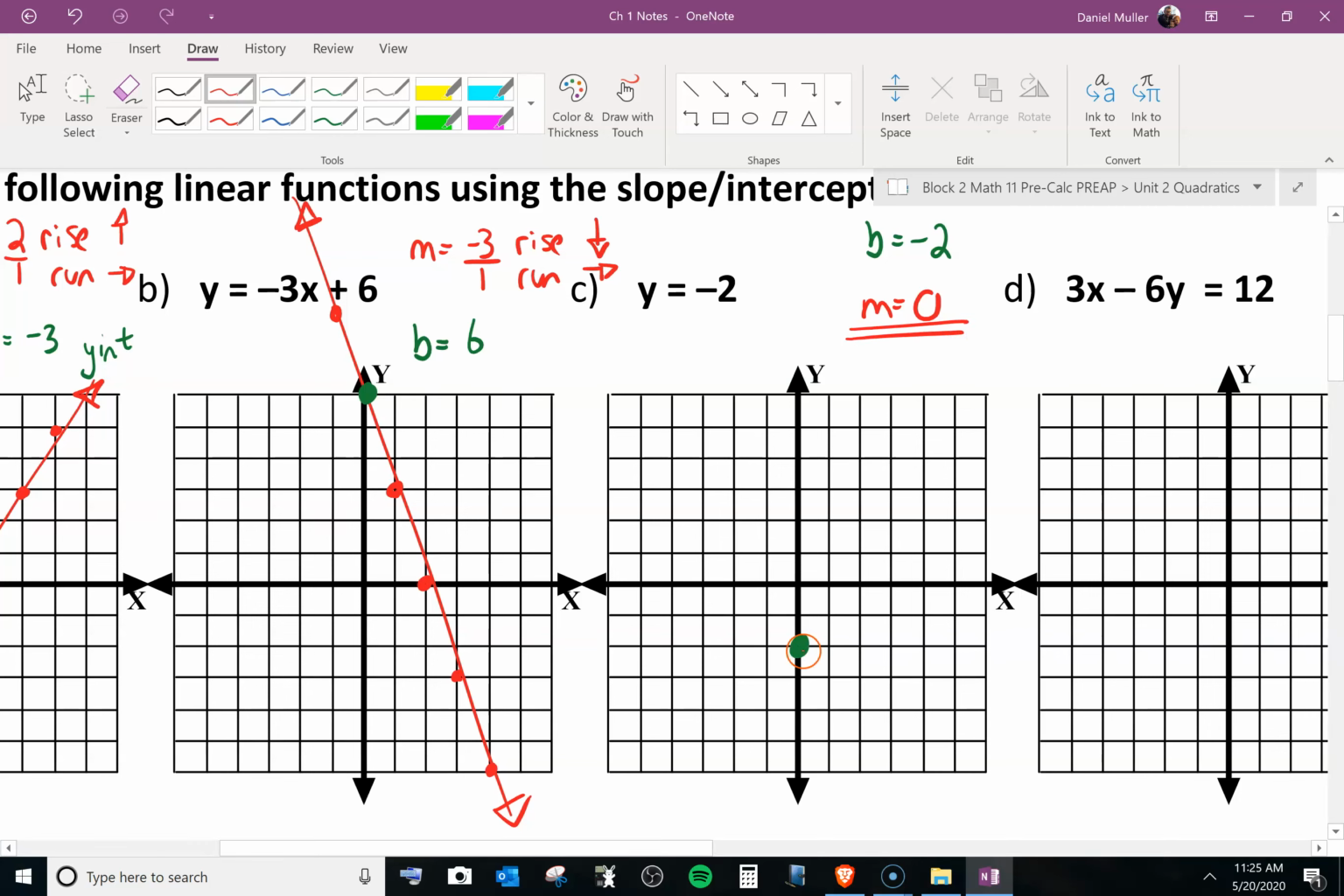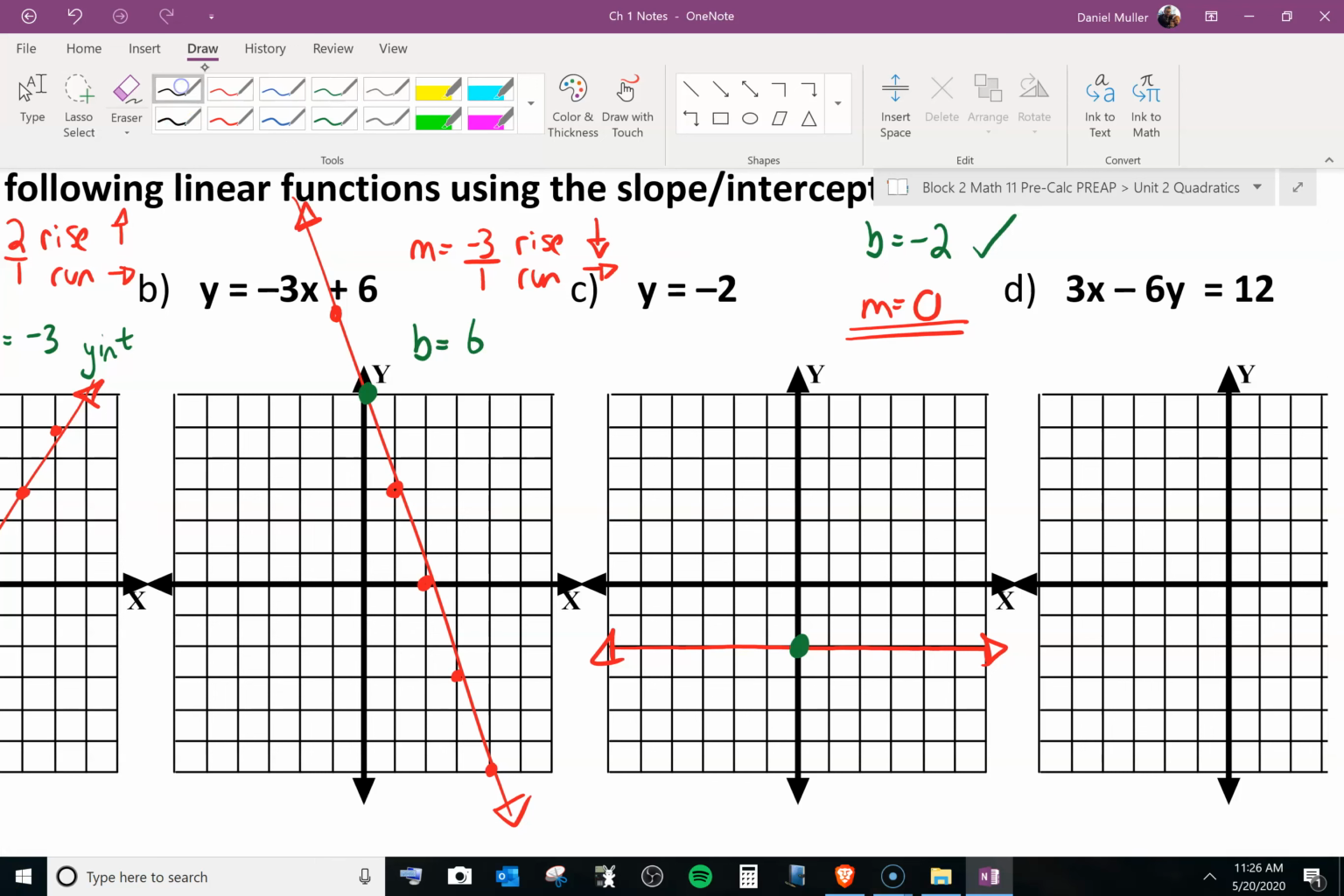So we have a line with a slope that is 0. And it goes through our starting point, which is negative 2. So the negative 2 b value stayed the same, but our slope was 0. So that one was a little bit different.